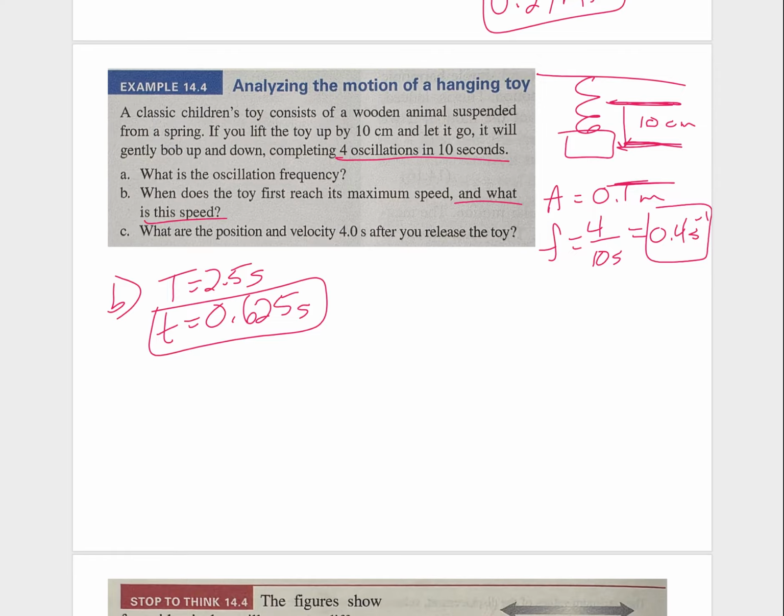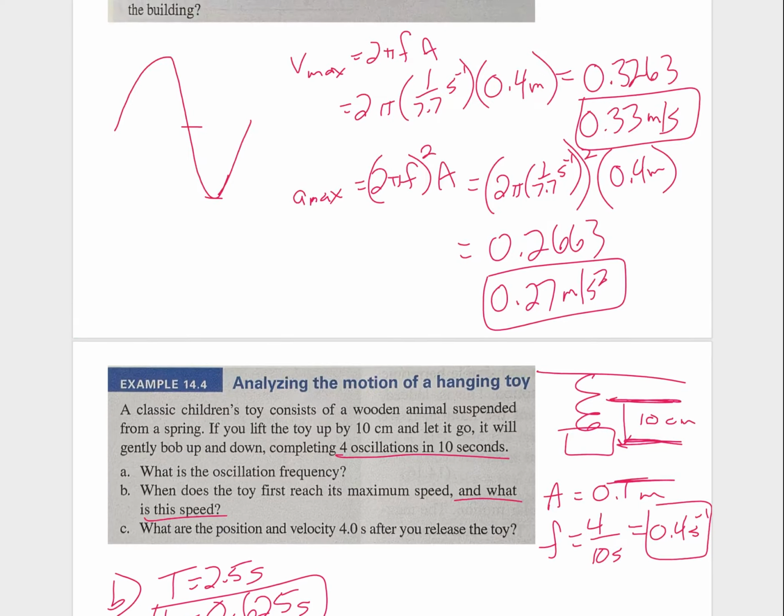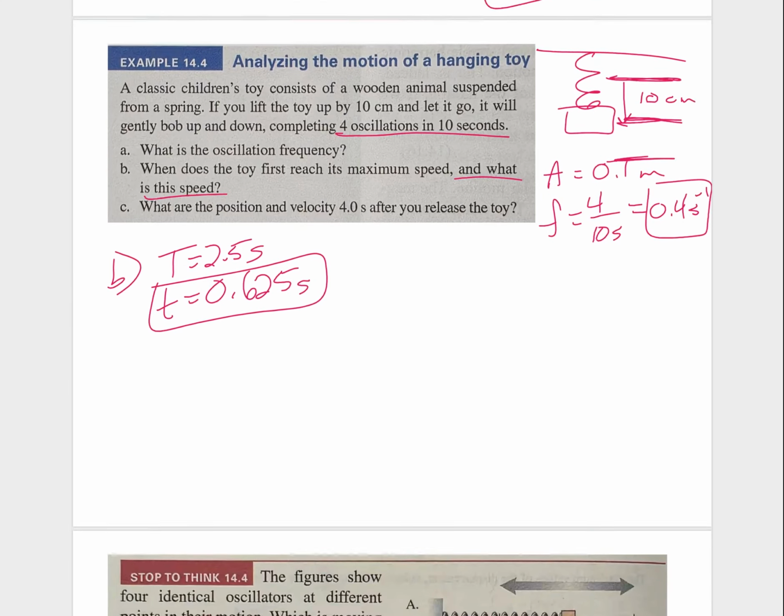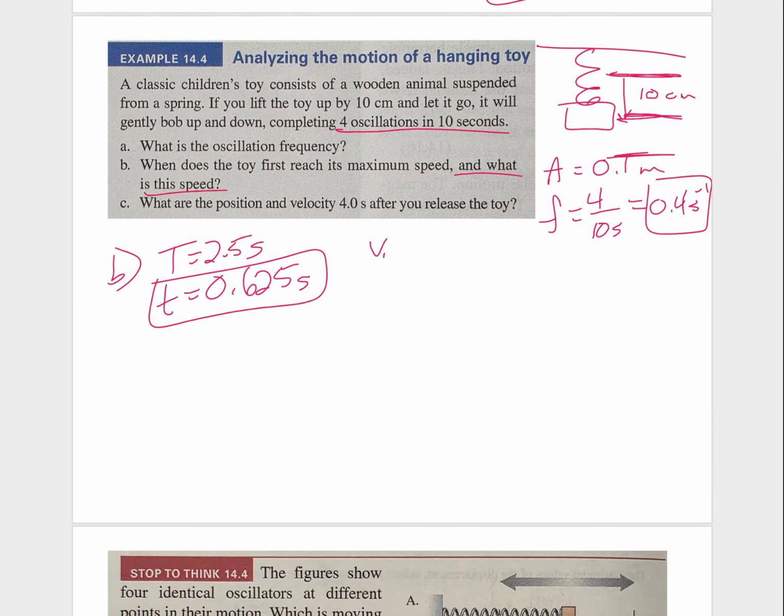I think we can grab our velocity formula. Our velocity formula is this guy, 2 pi f A. So V max is 2 times pi times the frequency, 0.4 inverse seconds, times the amplitude, which is 0.1 meters. What do we get? 0.251327. So we'll keep 0.25 meters per second.